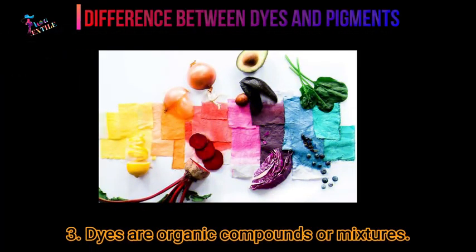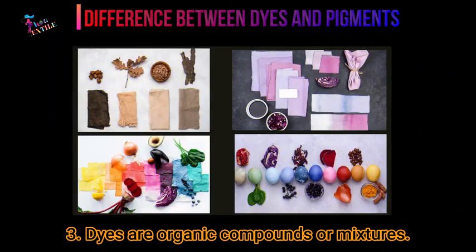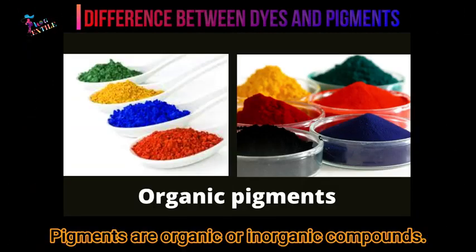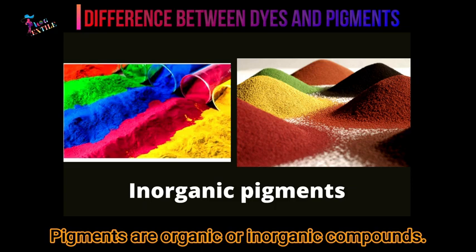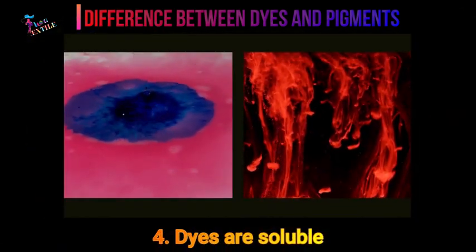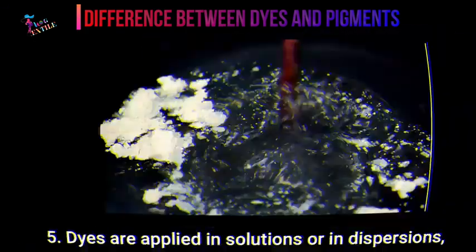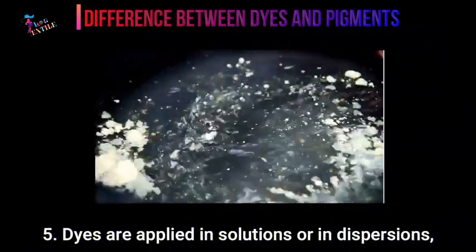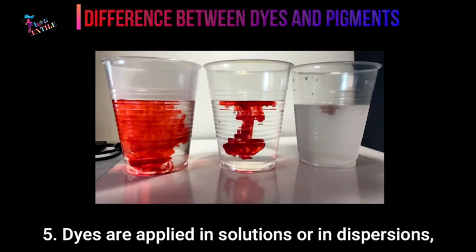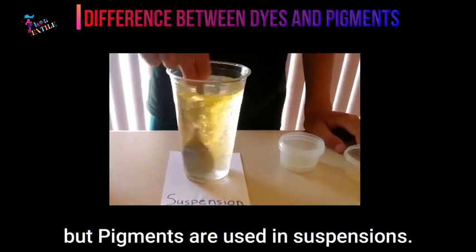3. Dyes are organic compounds or mixtures. Pigments are organic or inorganic compounds. 4. Dyes are soluble, but pigments are insoluble in the medium. 5. Dyes are applied in solutions or in dispersions, but pigments are used in suspensions.